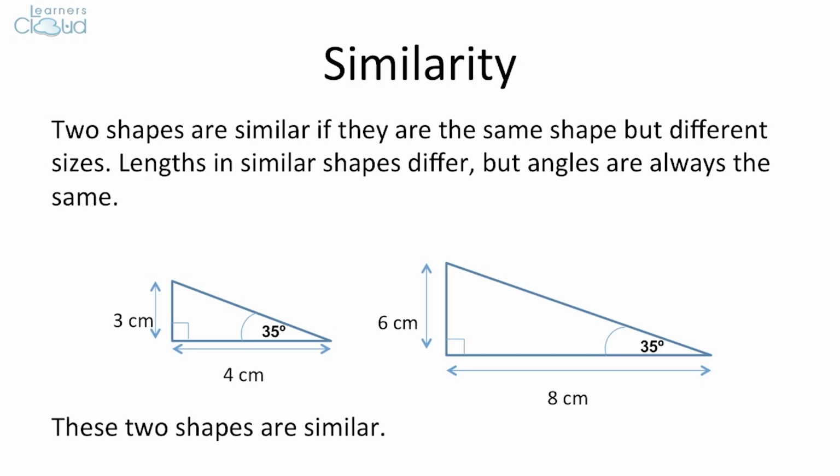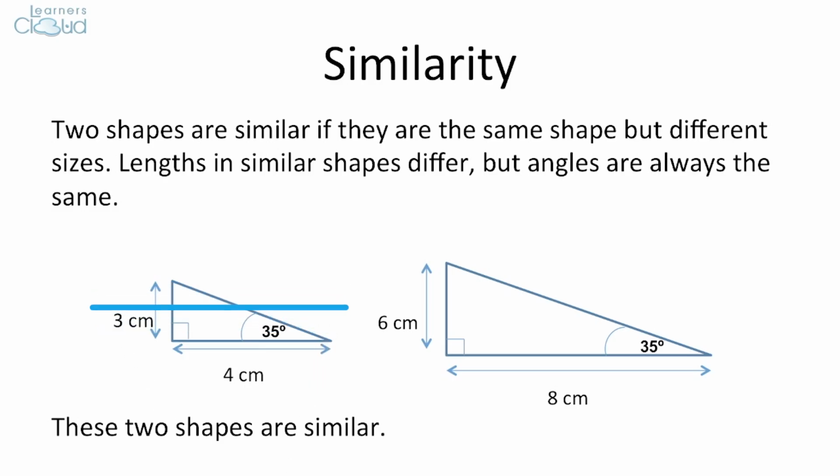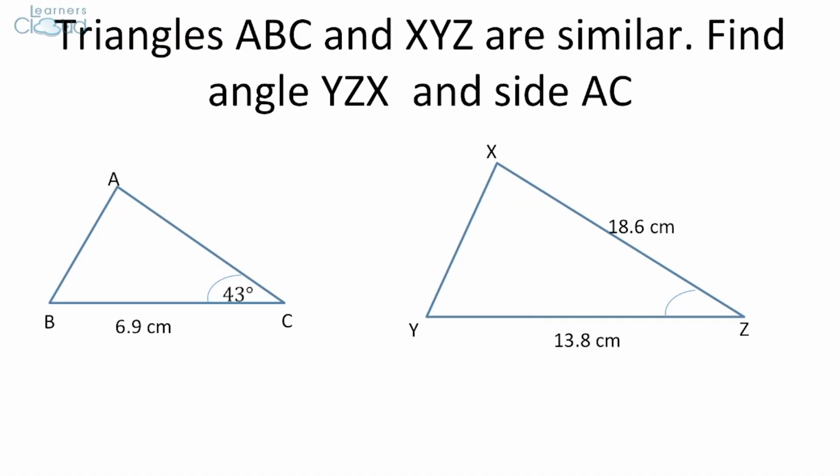They have the same angle there, 35 degrees, but you can see the sides in the larger triangle are twice as big as in the smaller. So those two shapes are what we would class as similar. So if we take a look at this question here, it tells us in the question that triangles ABC and XYZ are similar. And what it wants us to do is to find the angle YZX and the side AC.